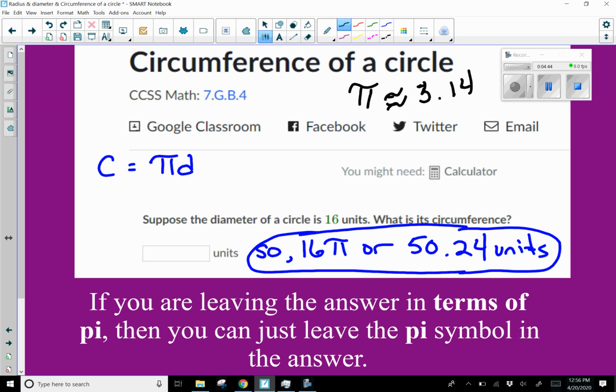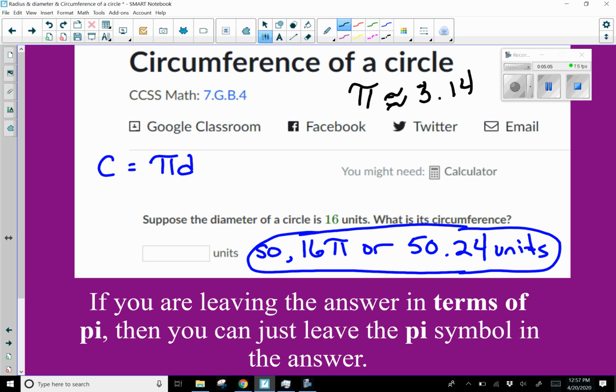Okay, so you'll see I have two different answers. You will be able to put either of these answers into Khan Academy when you're working on this skill. With circles, a lot of times they ask you to leave the answers in terms of pi, because it's actually a more accurate answer since you are not rounding pi off.